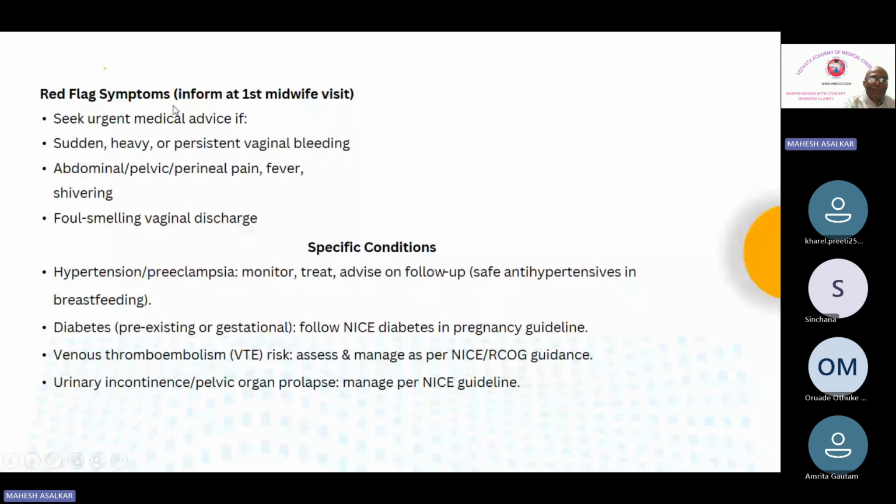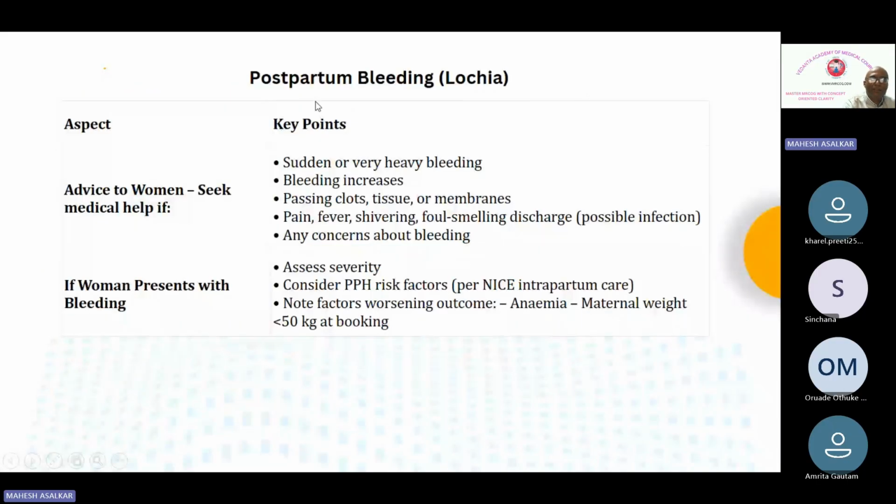Then red flag symptoms: inform at the first midwife visit, seek urgent medical advice if there is a sudden heavy persistent vaginal bleeding. So these are the symptoms one should look for in the first visit. If there is heavy bleeding, abdominal, pelvic or perineal pain, fever, foul smelling discharge, etc. Okay, and if the woman has specific conditions like hypertension, preeclampsia, we need to monitor, treat and advise, and give appropriate follow-up advice. Then for diabetes, the advice will be as per the NICE guidelines. VTE assessment is always there, and we need to manage urinary incontinence and pelvic organ prolapse. Then regarding the bleeding, advise women if there is heavy bleeding, bleeding is increasing or passing clots, etc.